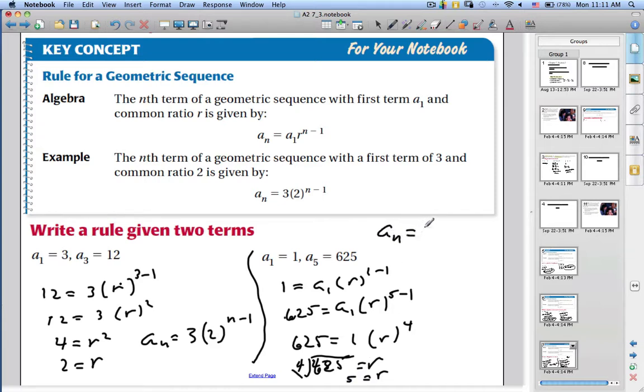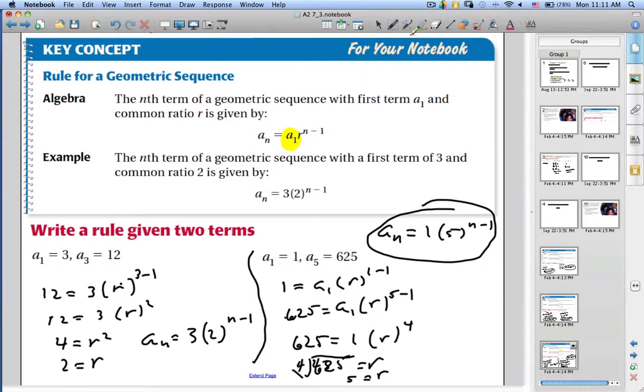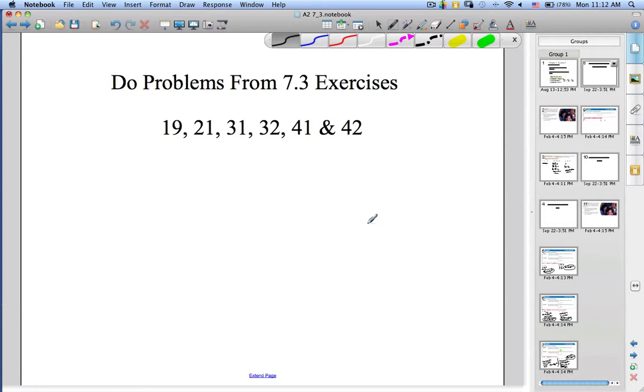a sub n is equal to 1 times 5 to the n minus 1 power. You might write out a system like this, but when they're supplying information, remember what you're always looking for: a sub 1 and the common ratio. Those are the two things you need. If they gave you one of them, great, it cuts down the amount of work. So practice that. Go ahead and do problems 19, 21, 31, 32, 41, and 42, which are all about how to write the rules. A couple of examples of each different method, and then we'll talk about series.